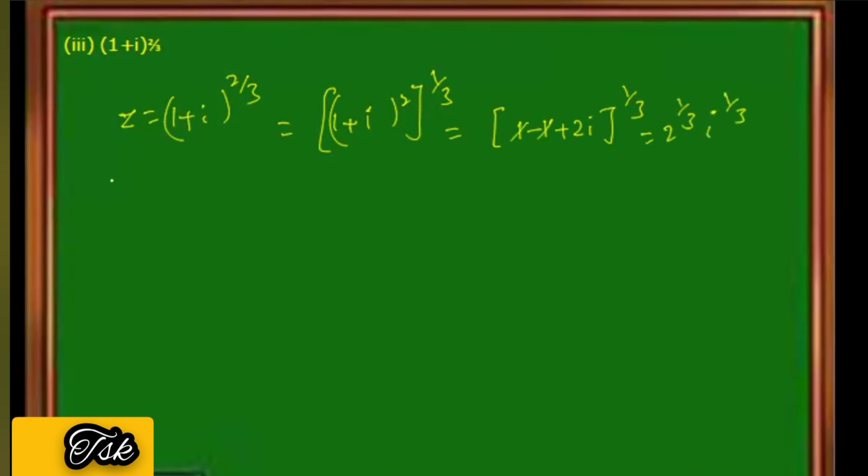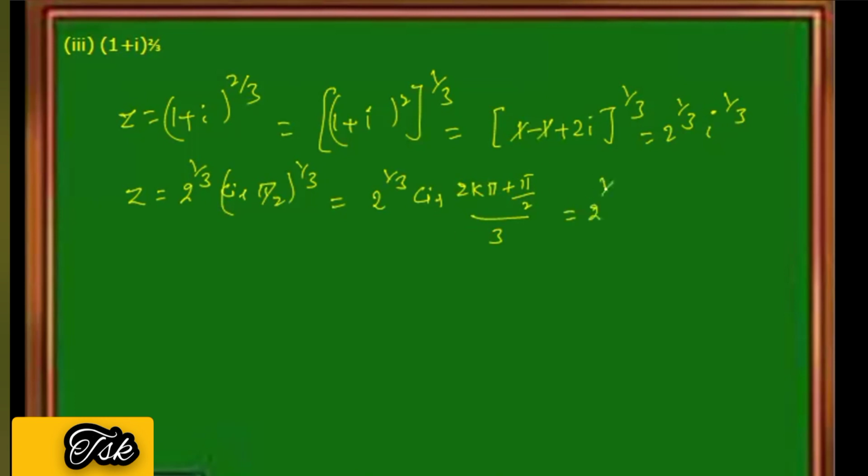So z can be written as 2^(1/3) cis(π/2) whole to the power of 1/3. Theta is π/2. So 2^(1/3) cis((2kπ + π/2)/3), where 2kπ plus theta, theta is π/2, and n is 3. So ultimately this is 2^(1/3) cis((4kπ + π)/6).